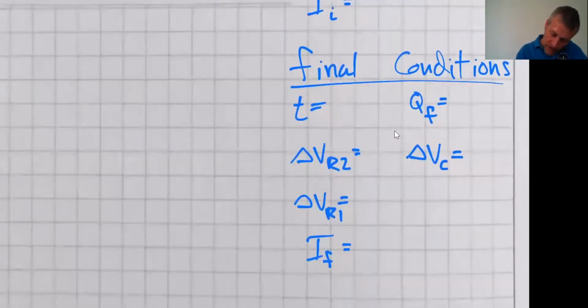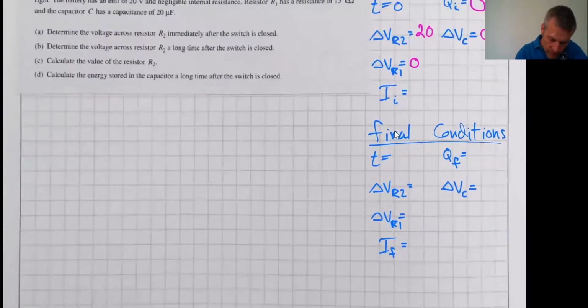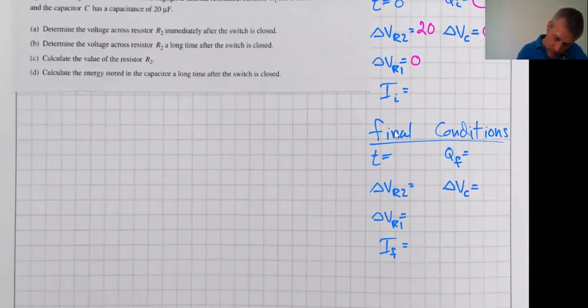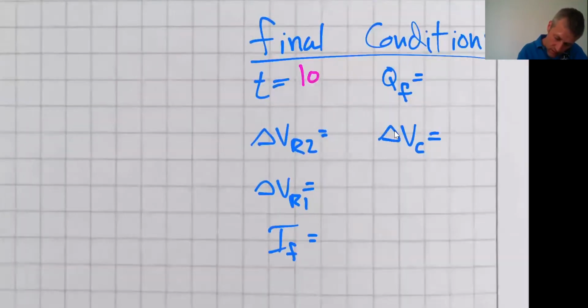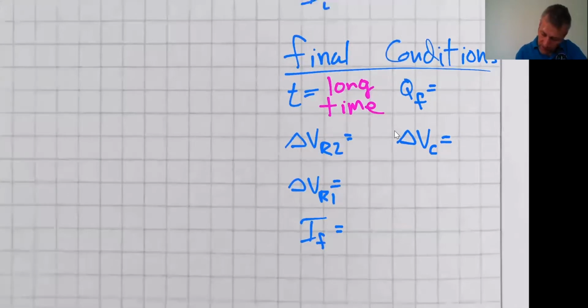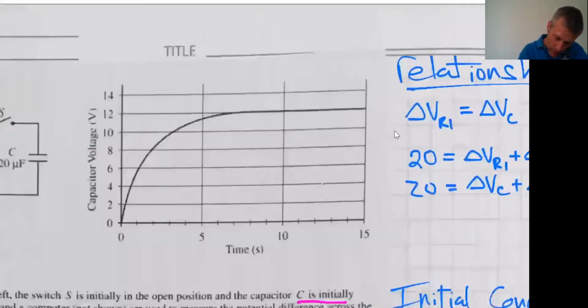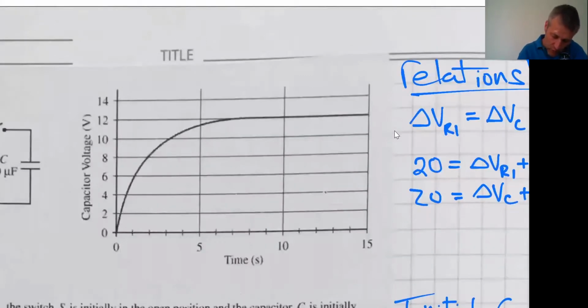For the final conditions here, they just say a long time after the switch is closed. So this is just a long time. You could put infinity there either way. Well, we can find some of this information from the graph that they give us, right? We can see the asymptote here is 12 volts.